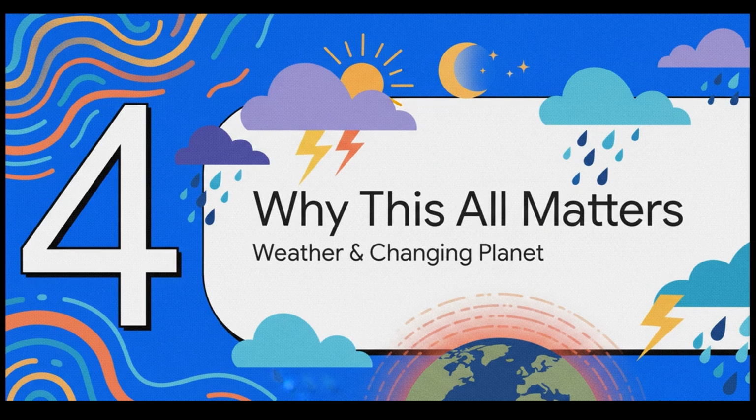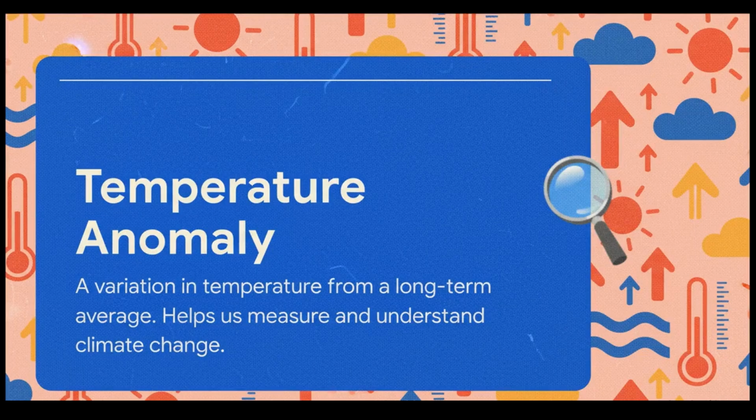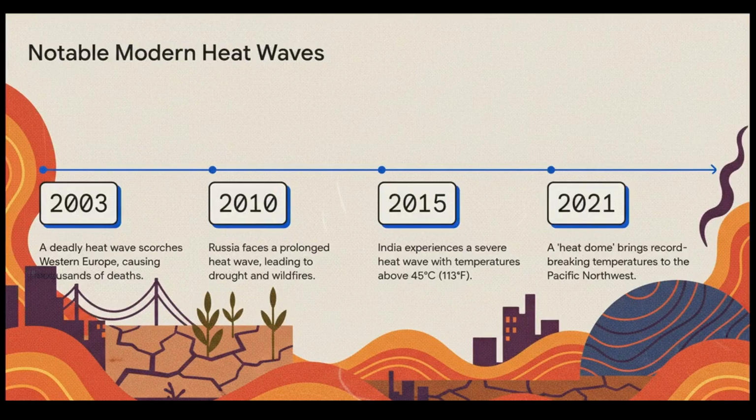But why does understanding all this actually matter right now? Let's connect the dots. The key idea here is something called a temperature anomaly. It sounds complicated, but it's really simple. It's just the difference between the actual temperature and the long-term average for that specific place and time. When scientists talk about climate change, they're often tracking these anomalies. A whole string of positive anomalies, or hotter than average periods, is a really clear signal that the entire system is warming up.